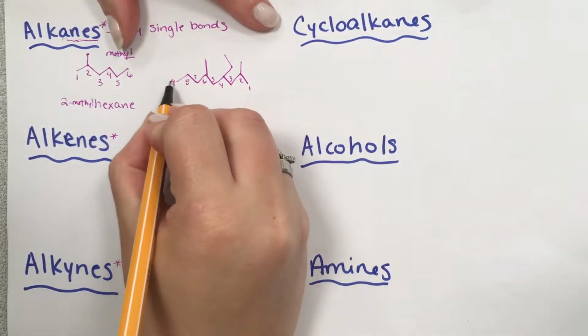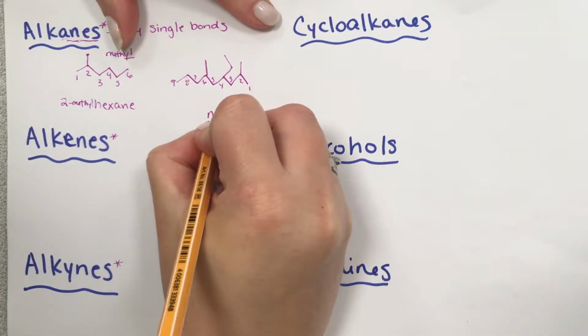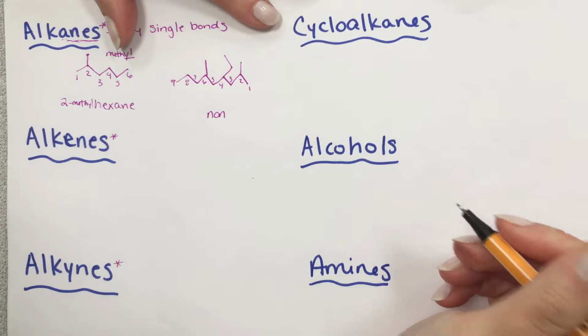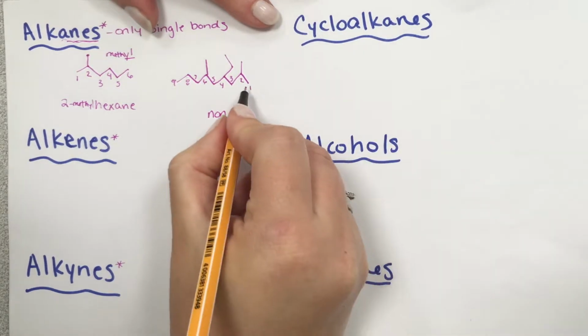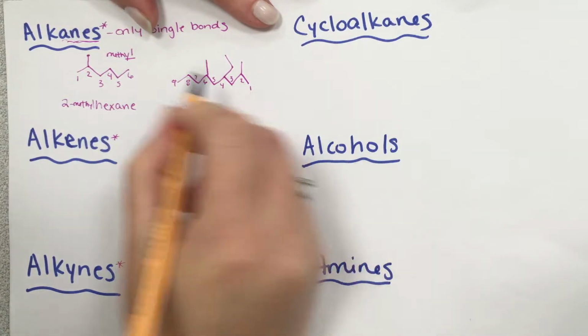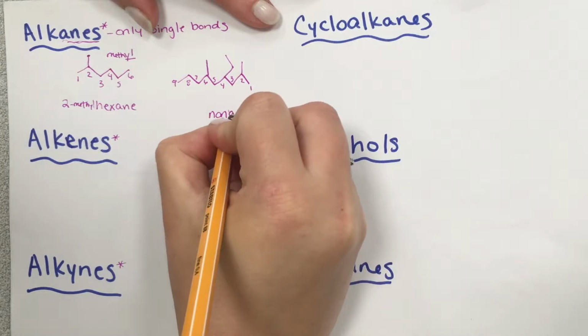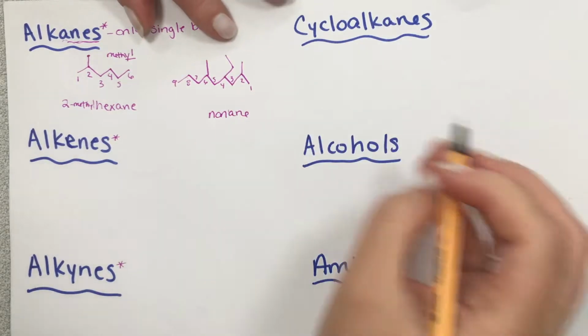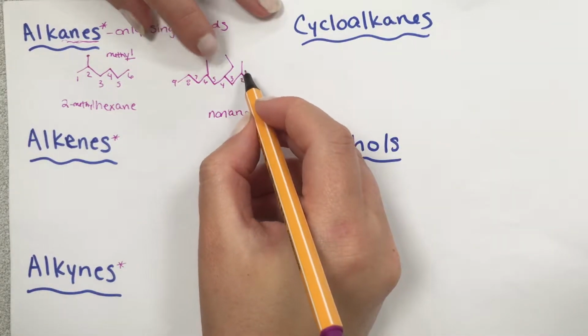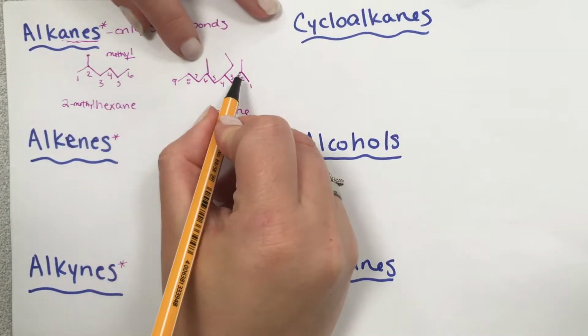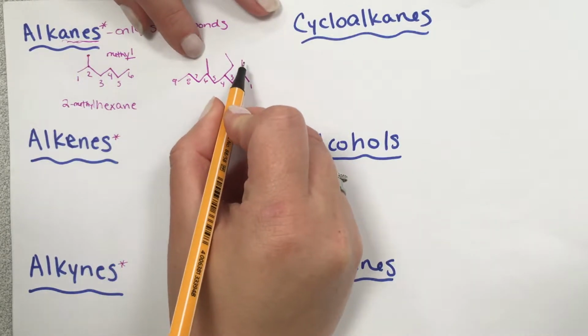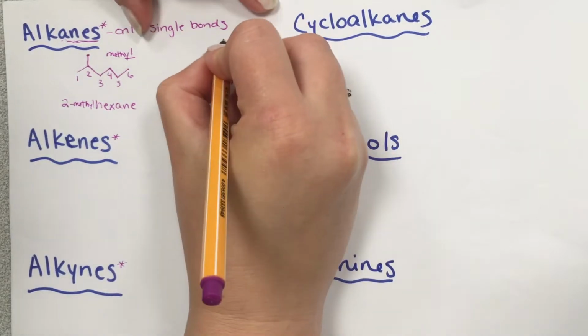So the parent chain has 9 carbons, so the parent chain is going to be non, the prefix for 9. And since it is all single bonds, it's going to end in ane. So nonane. And then we have different substituents here. These 2 substituents are the same, and they are methyls.